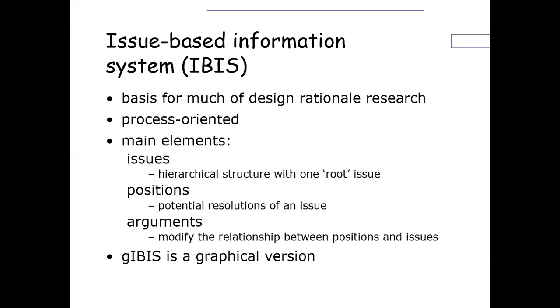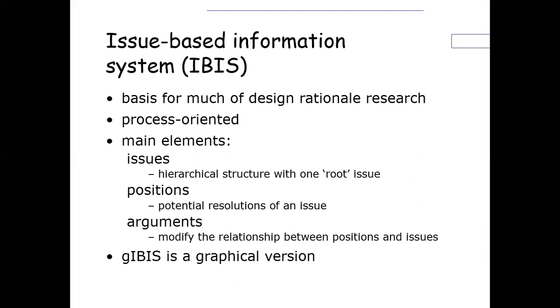IBIS, issue-based information system, is the basis for much of design rationale research, and it is the process-oriented design rationale. It has three main elements that are issues, positions, and arguments. Issues are a hierarchical structure with one root issue. Positions are potential resolutions of an issue. Arguments are modifying the relationship between positions and issues.